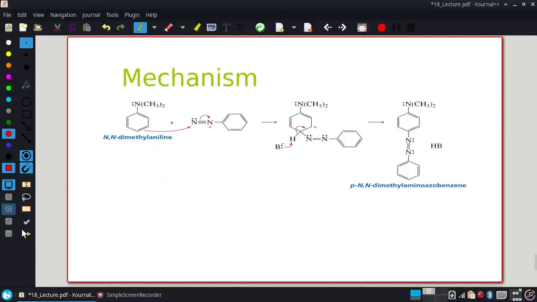Alright, but the mechanism is relatively straightforward. You have your strong activating ring attacking the backside of that nitrogen-nitrogen double bond, or triple bond, creating electrophilic aromatic substitution, which just goes on and removes that H. So it is standard electrophilic aromatic substitution. It's just that this strong activator attacks that electrophilic nitrogen.